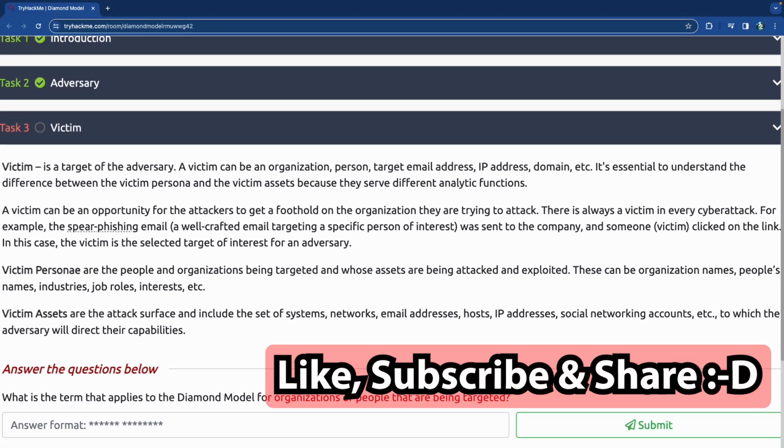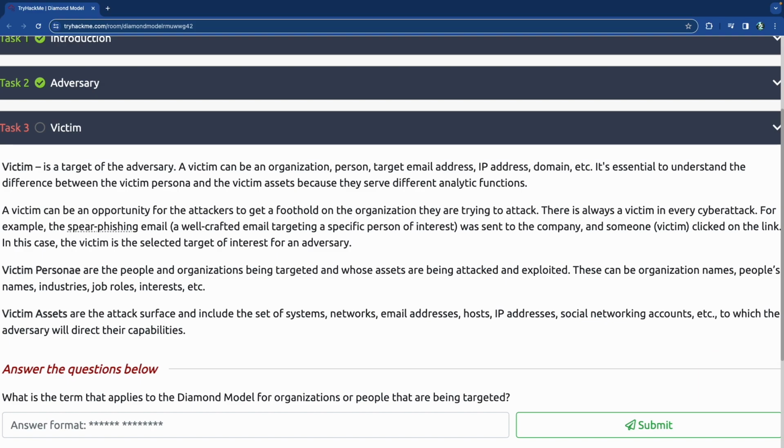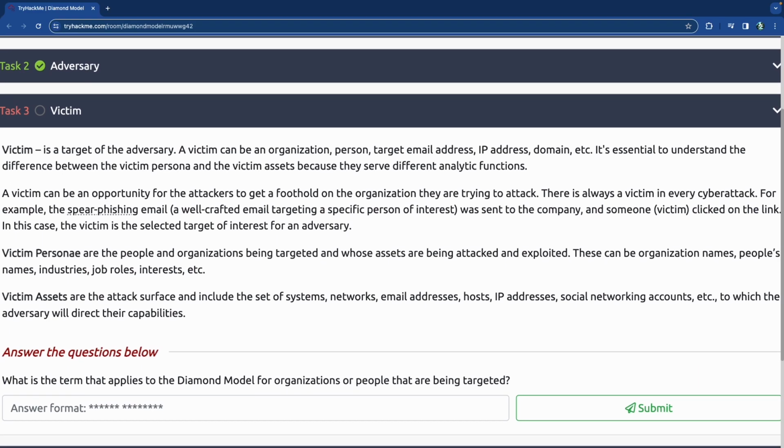So the victim is a target of the adversary, and it could be an organization, a person, an email address, IP address, domain, could be a lot of things. It's essential to understand the difference between the victim persona and the victim assets because they are different.